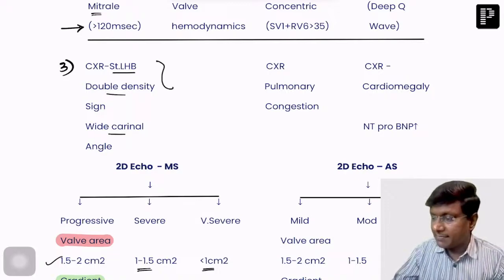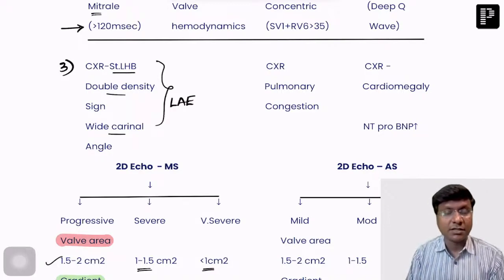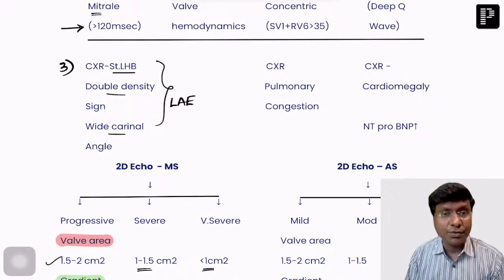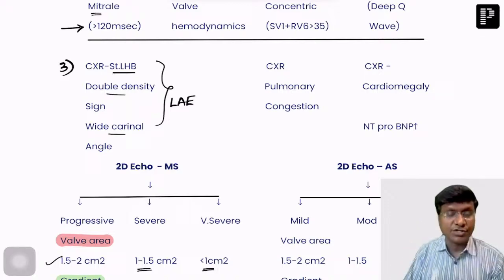are mainly because of left atrial enlargement. Because of the left atrial enlargement, the curvature which is there due to the aortic arch or aortic knuckle will get obliterated, right? So left atrial enlargement will make the left heart border straight.